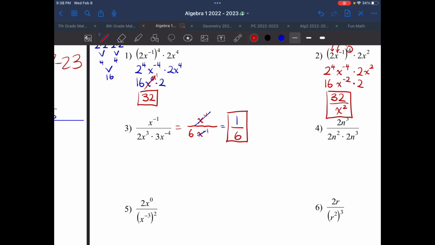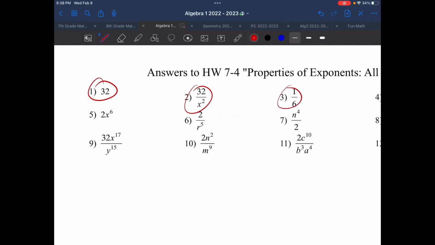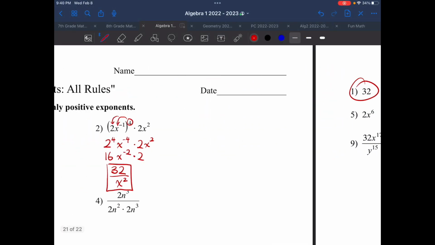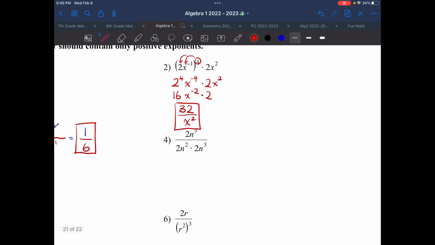Let's check number 3. The answer is 1/6. And moving on to number 4. In number 4, again, I kind of see the same thing where the denominator has multiplication happening. I can simplify the denominator. I'm kind of simplifying both sides of the fraction.